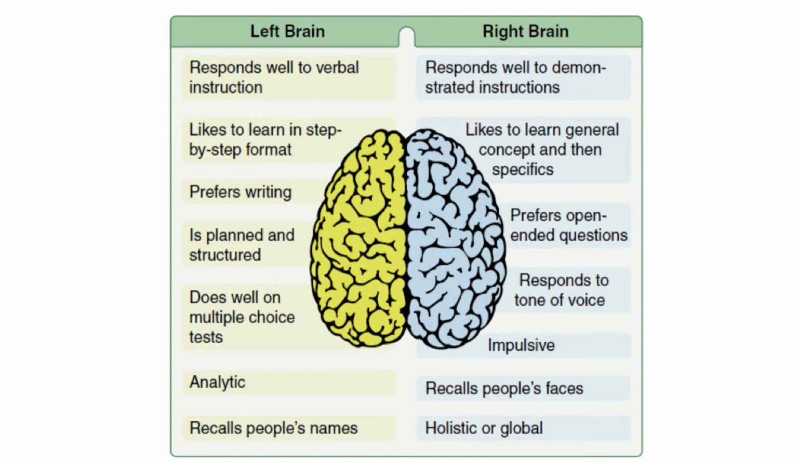The right brain responds well to demonstrated instructions. It likes to learn general concepts and then specifics. It prefers open-ended questions. This right brain also responds to tone of voice. It's impulsive, recalls people's faces, and is what is responsible for holistic or global learning.